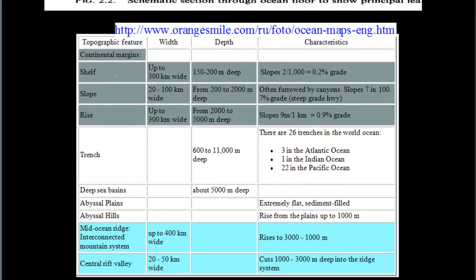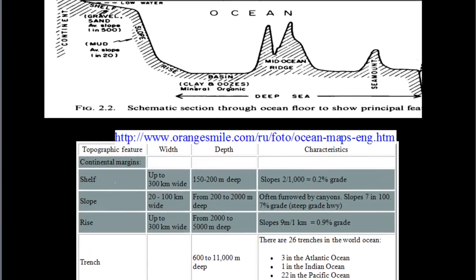Here's some of the depths that we can talk about. The continental shelf, somewhere between 150 meters to 200 meters, maybe 300 kilometers wide, probably in most places not quite that wide, but in some places you can see it very wide. The slope actually starts going back down.